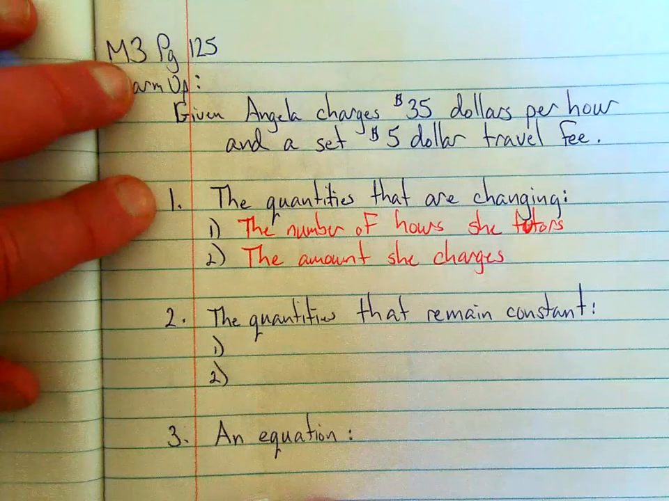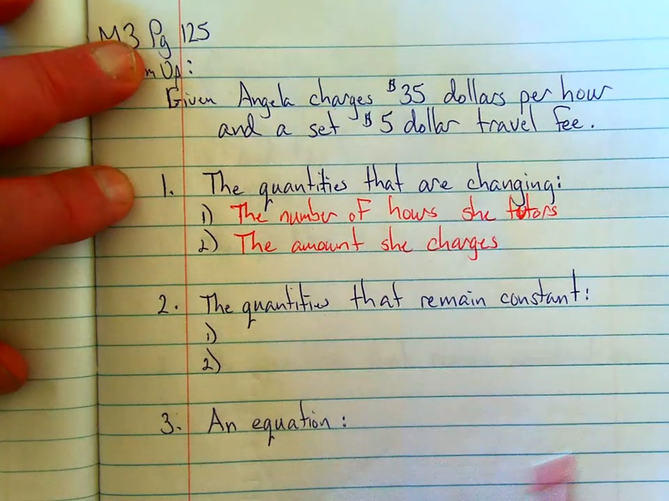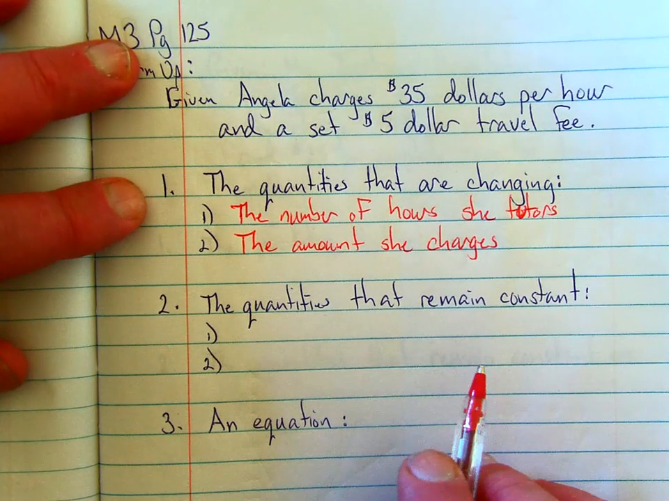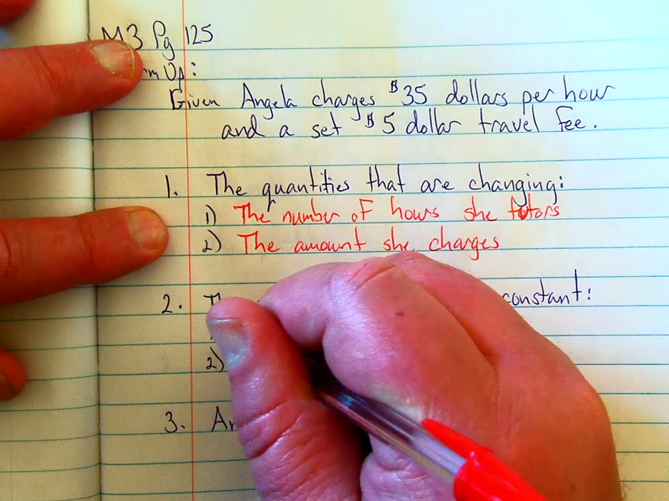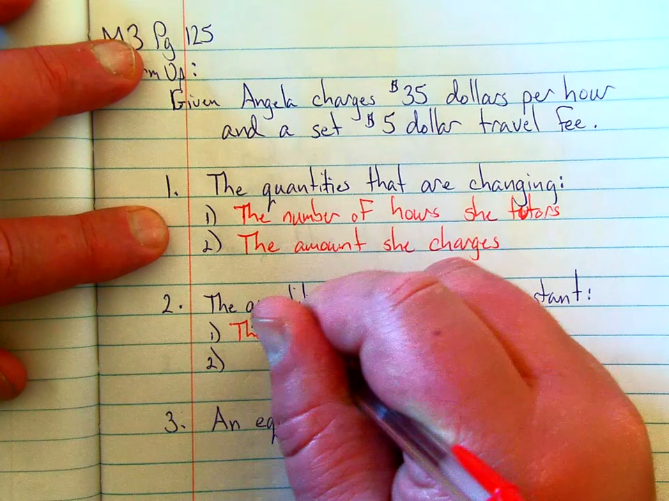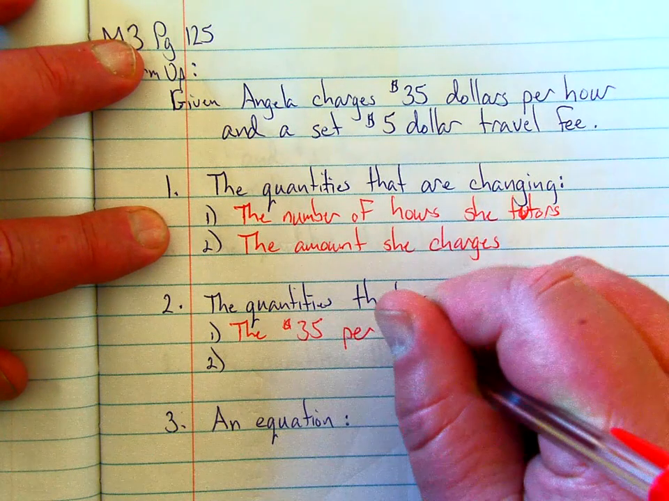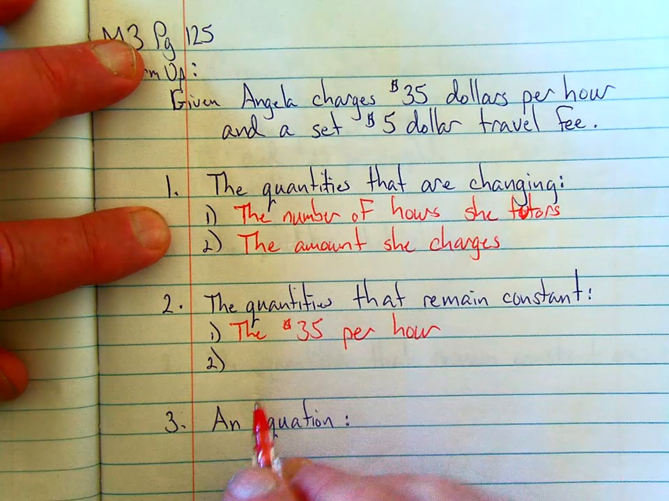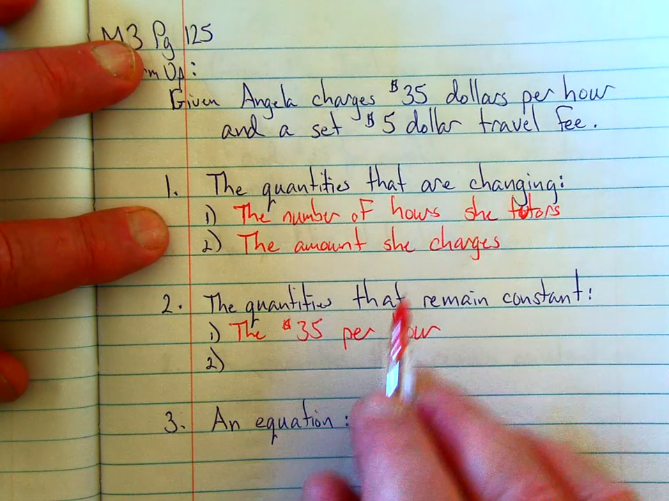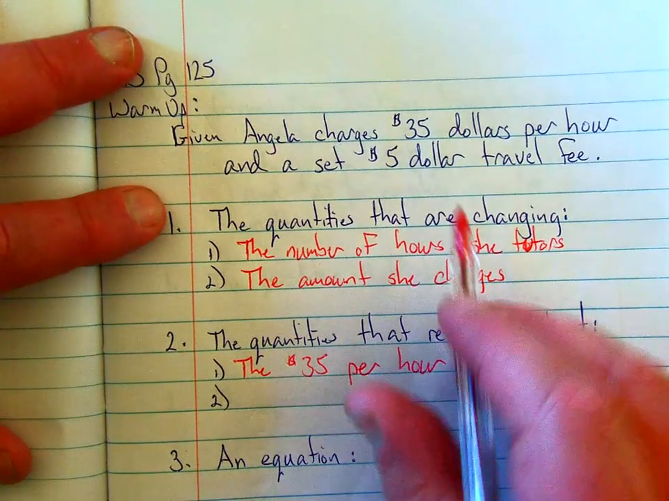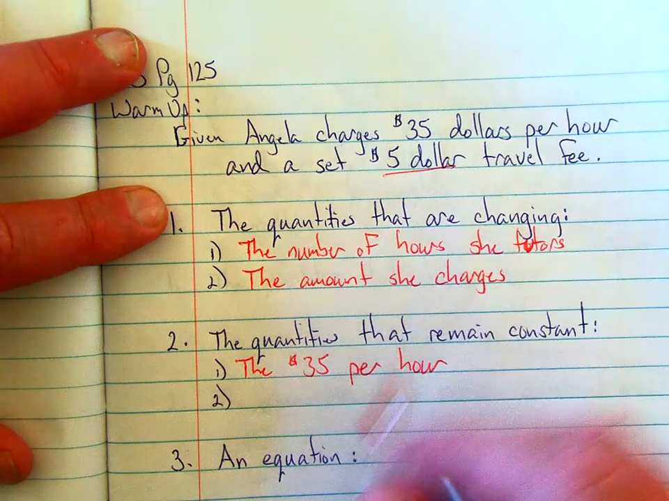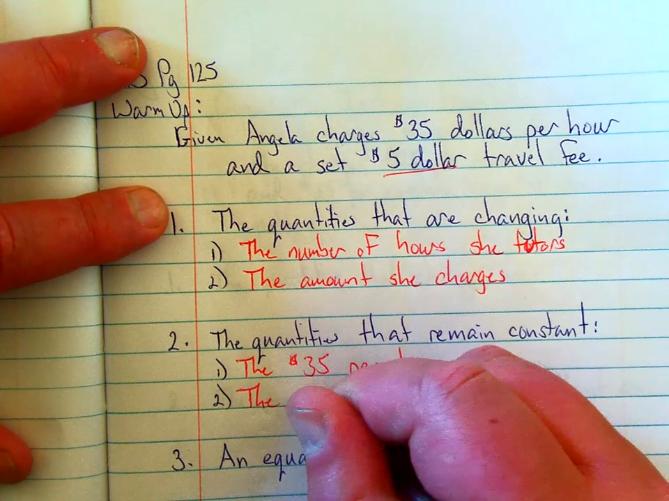Name the quantities that remain constant. What quantity doesn't change? How much does she charge per hour? She charges $35 per hour. That remains constant. And what else remains constant? How much does she charge if she has to travel? The $5 travel fee.